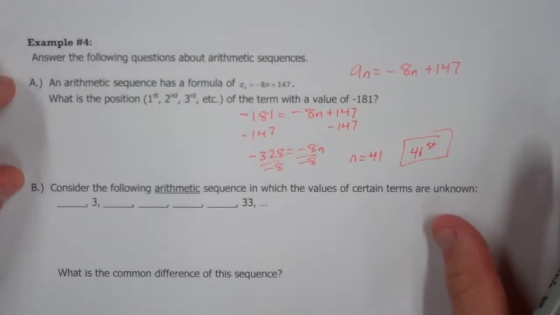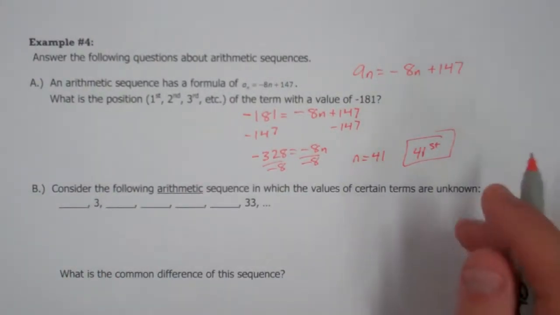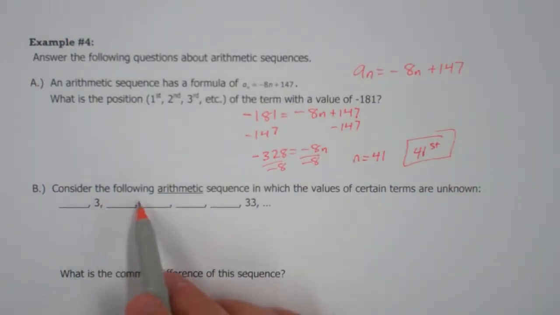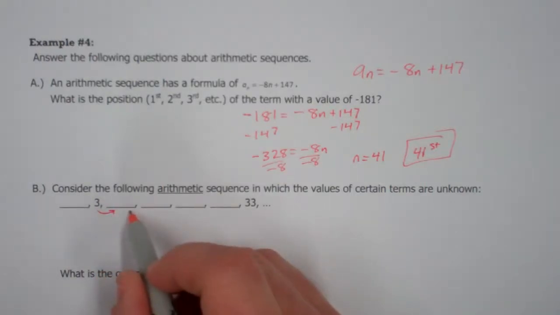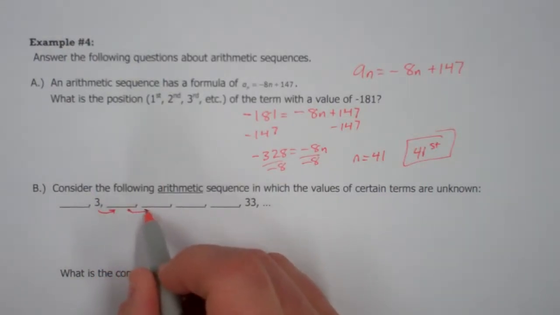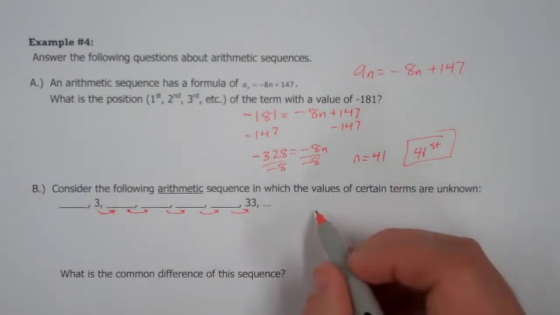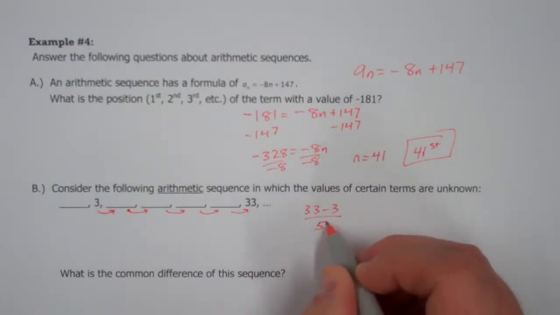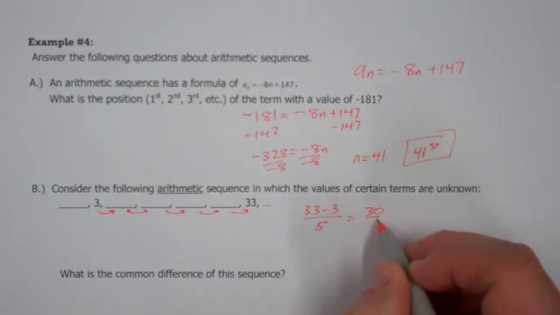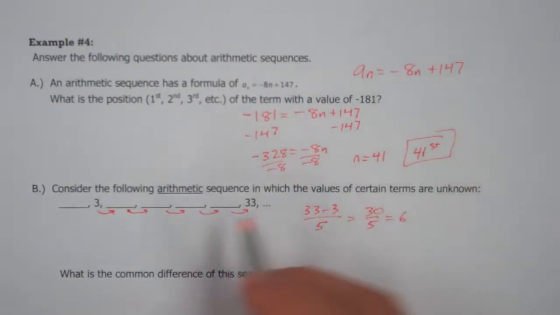In part B, we're going to consider the arithmetic sequence in which the values of certain terms are unknown. We need to figure out which values go here. If we think about it, we're going to have to add D once, twice, 3 times, 4 times, and 5 times. So we want to take 33 minus 3 and divide it by 5. That's 30 divided by 5, which is 6. That should be our common difference.